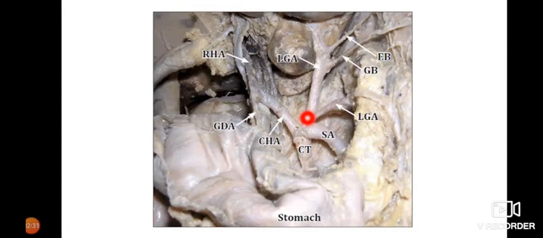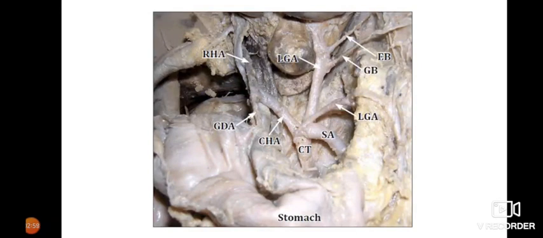which supply the anterior and posterior aspect of the stomach along the lesser curvature by anastomosing with the right gastric artery. Second is the common hepatic artery, which gives gastroduodenal branch and continues as hepatic artery proper, which in turn gives right gastric branch, which anastomoses with the left gastric artery. The gastroduodenal artery divides into its two terminal branches. First is the superior pancreatico-duodenal artery and the right gastroepiploic artery, which is also known as gastroomental artery.